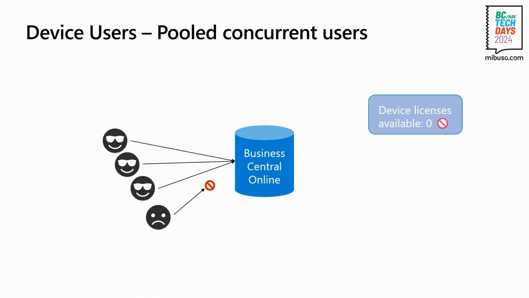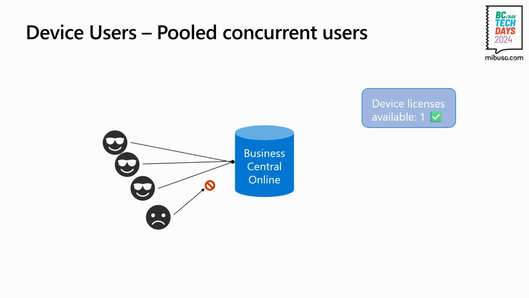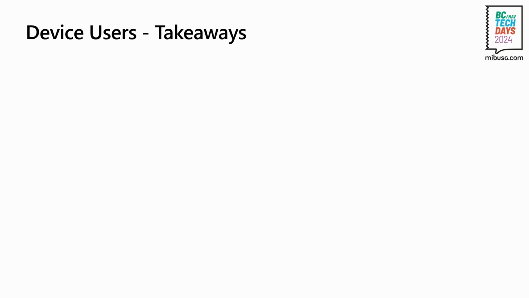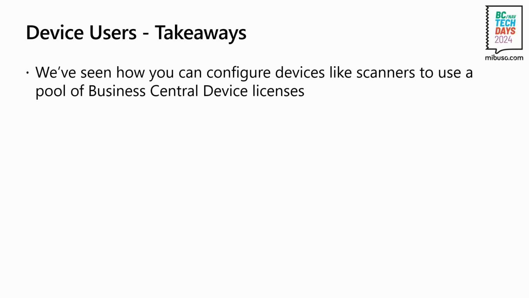Now the 4th person comes in, and they have to wait until the first shift worker is done, because we only allow 3 concurrent users to sign in with these licenses. And when the first shift worker's shift is over, they go away, and now the slot frees up, and this person can now sign in again. So the main takeaways of why we added this capability, it was you want to use a pool of device licenses.